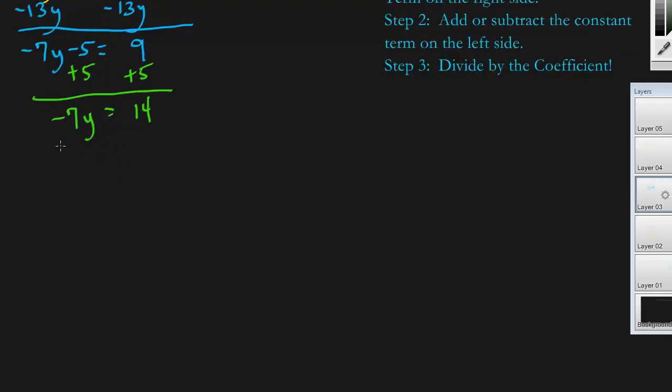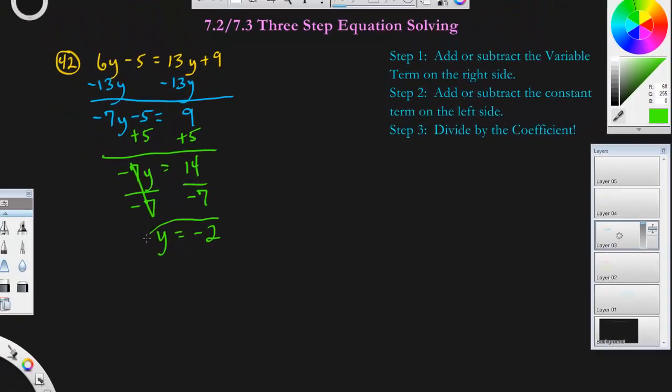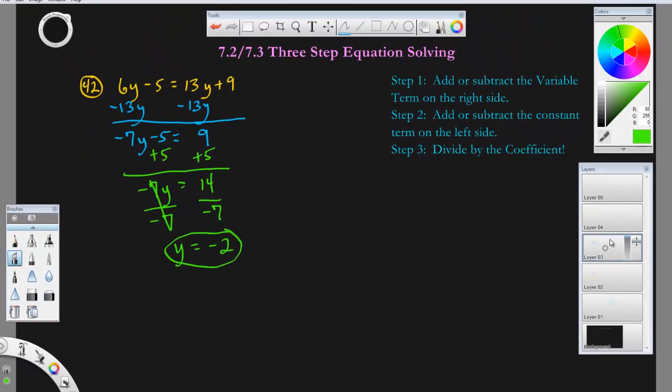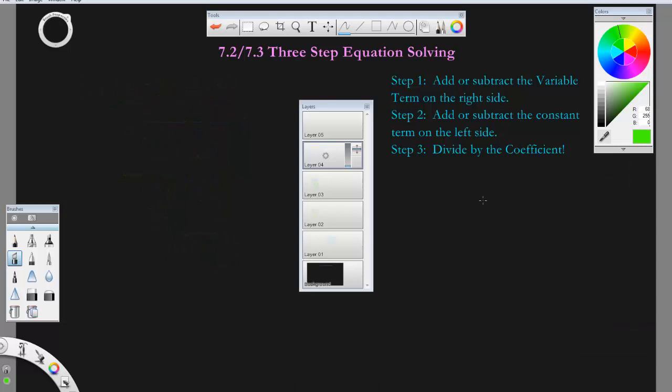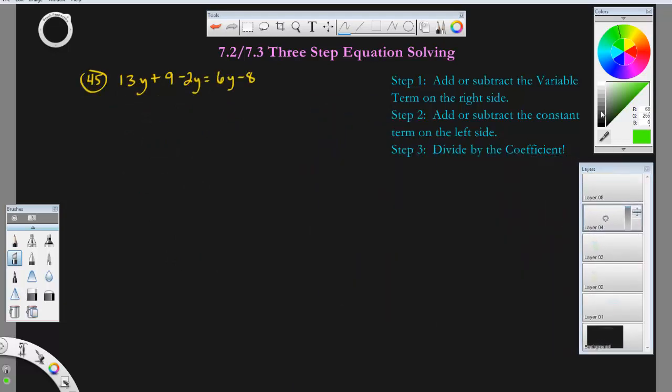So step 3, divide by the coefficient. I think you've done this so many times now. This is automatic. That cancels. If you want to cross it, do it. Y equals 14 divided by negative 7. That's one negative sign, making that negative. So our final problem here. I think you'll see this is very similar, but it is a step up in difficulty.